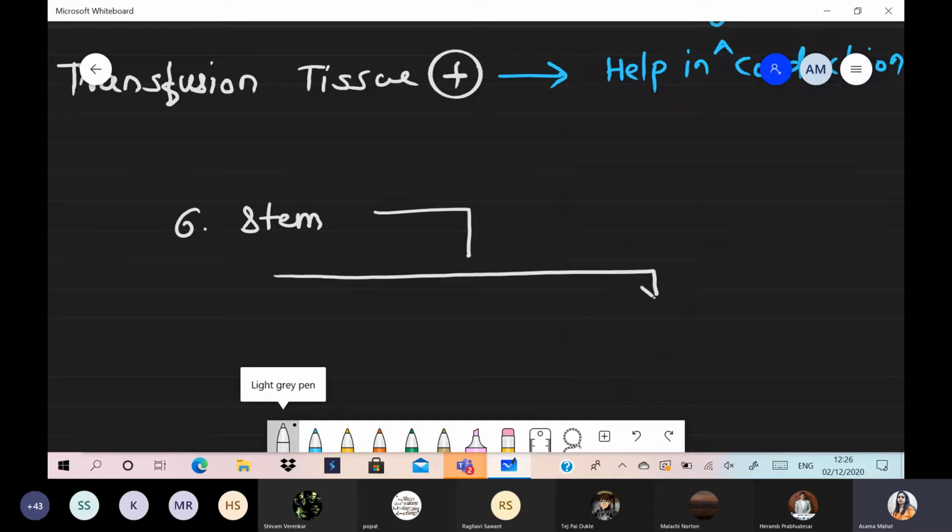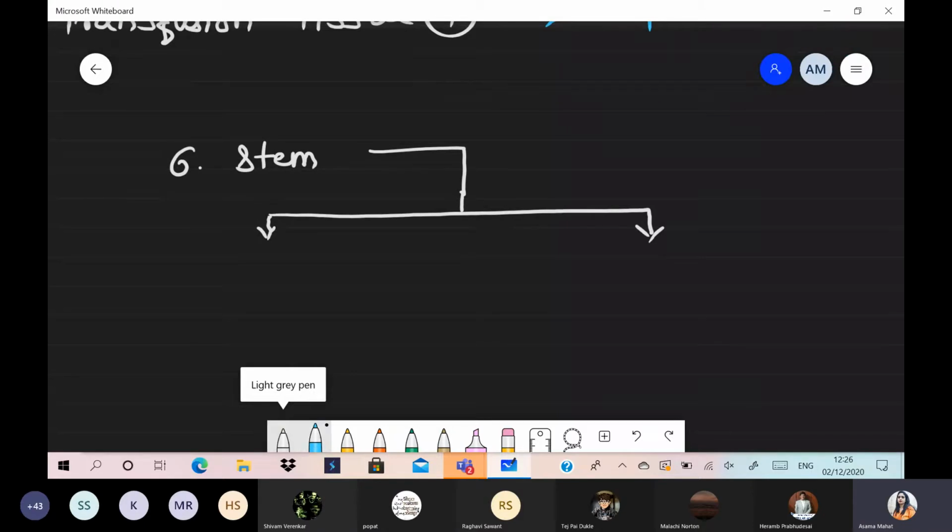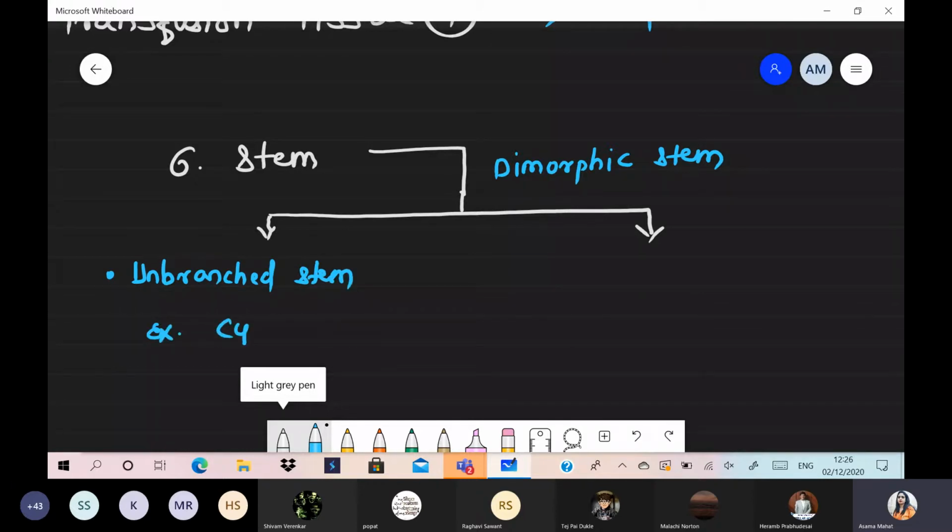Again, in the case of the gymnosperm, the stem present is basically dimorphic. Dimorphic stems are present. In the dimorphic case, first of all, we are talking about the unbranched stem. An example of the unbranched, clear-cut, is cycas. No branching.